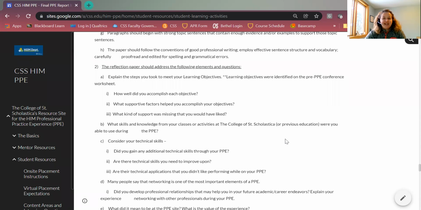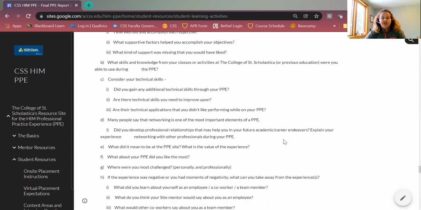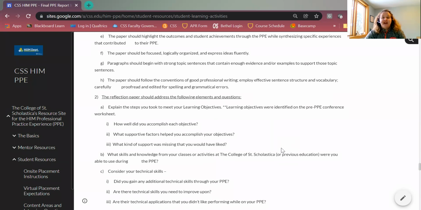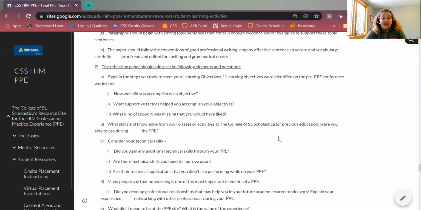Okay. So let's get into the nuts and bolts here. You need to address the following. Now there is a lot here, and I want you to try to concisely convey this information, but you also have 5 to 7 pages, okay? So first, explain the steps you took to meet your learning objectives. These are the learning objectives that you identified on your pre-PPE conference worksheet. So if you need a little reminder, which I hope you don't, go back to your pre-PPE conference worksheet. For each of those objectives that you identified, how well did you accomplish each objective?